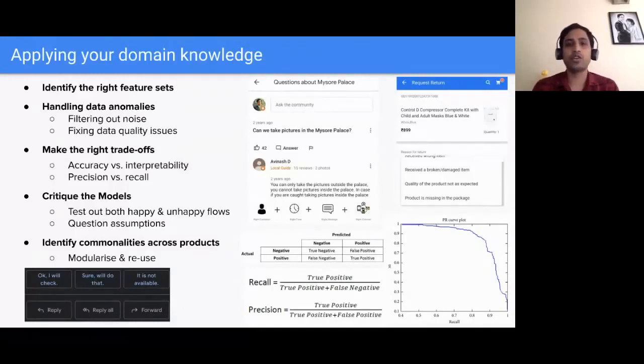The fourth thing where your domain knowledge comes in handy is when we are evaluating the models that the data scientist has built, right? You need to question their assumptions. They would have made a lot of assumptions, and you need to test their models on both the happy cases and the unhappy cases. Otherwise, a lot of the time these remain in the blind spot. You only uncover them later during the productionization phase, which is too late in the journey.